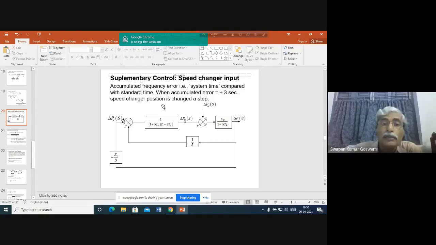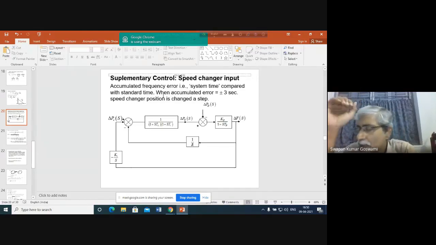Okay. Now let us see how this is actually implemented. So here, integral of frequency control means the accumulated frequency error. That means the collected or accumulated frequency error, the integral of frequency control. So what is actually done is that system time is compared with standard time.